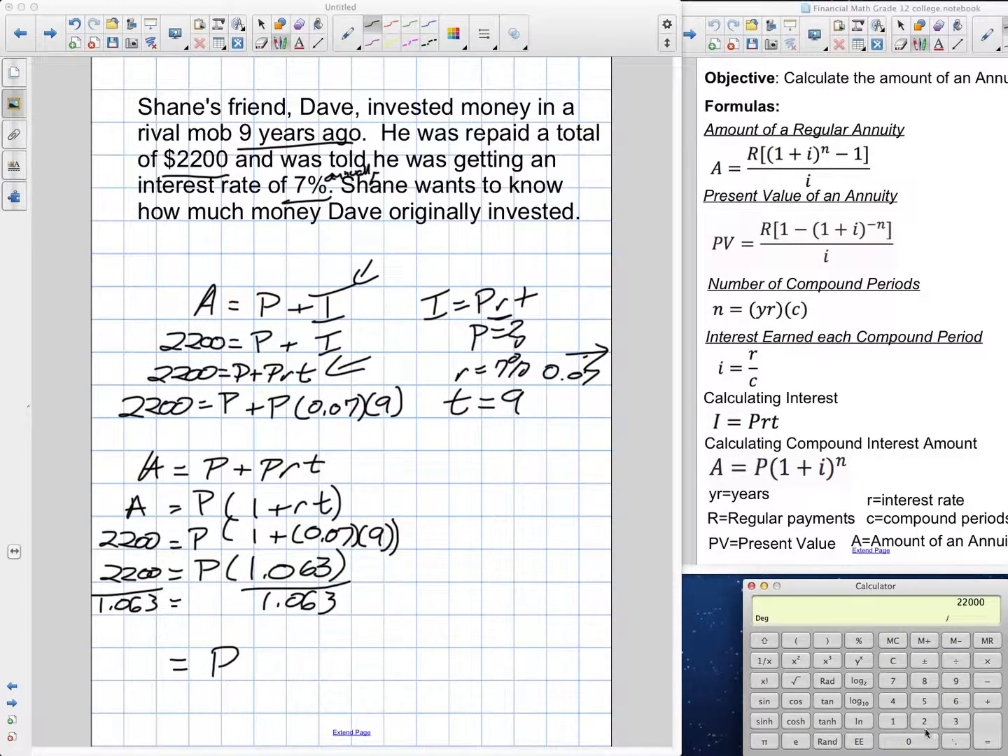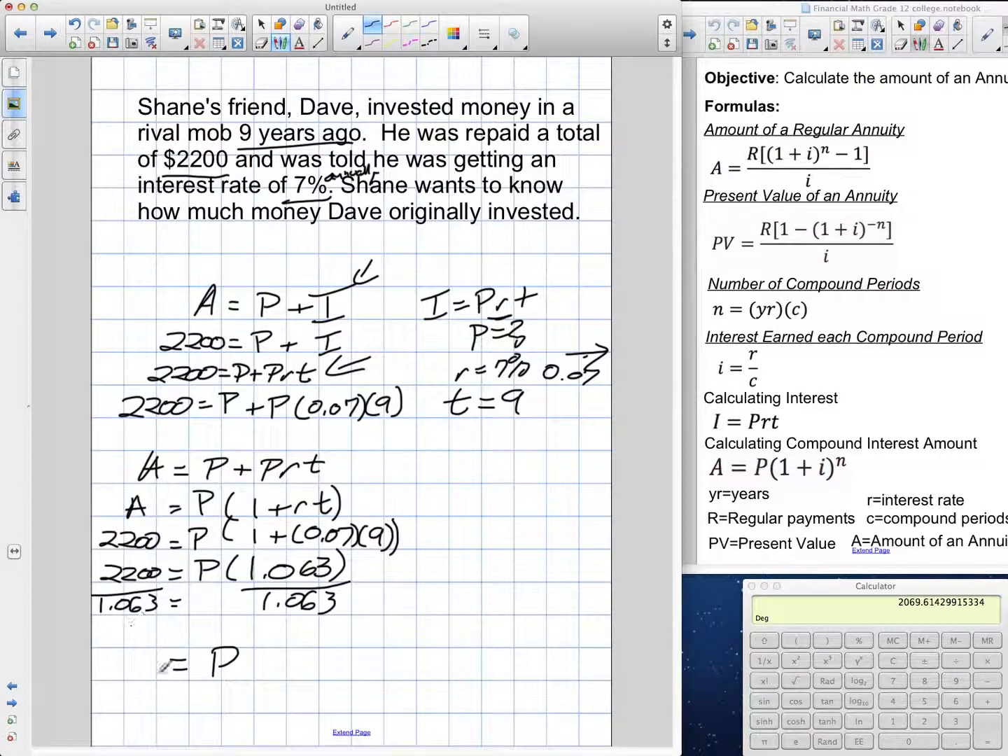2200 divided by 1.063, which gives $2,069.61. So apparently Dave invested $2,069.61 9 years ago in the mob, and he was repaid $2,200 on the dot 9 years later.